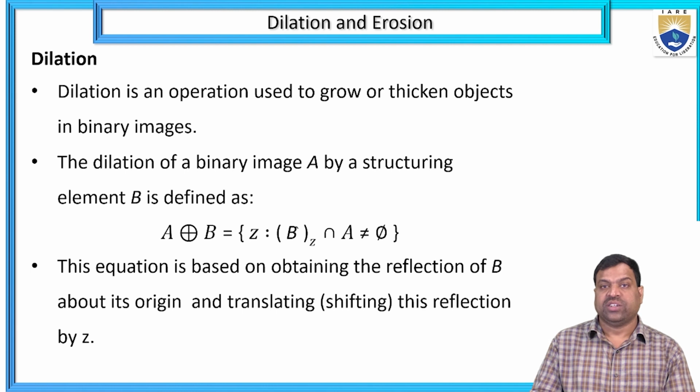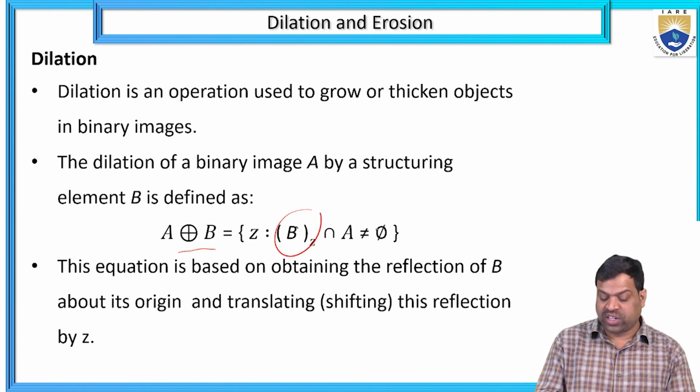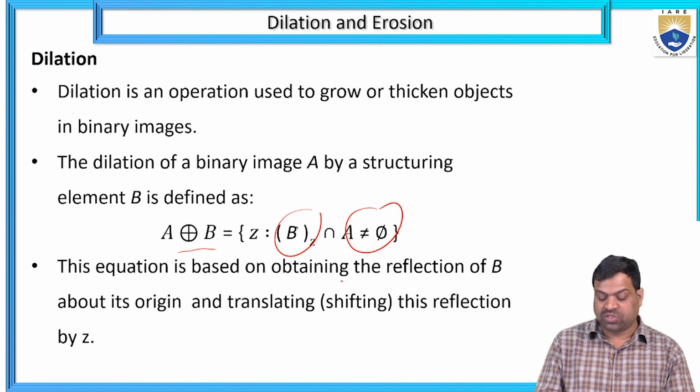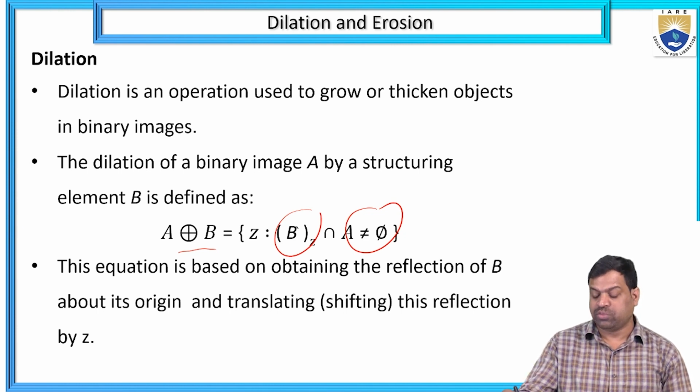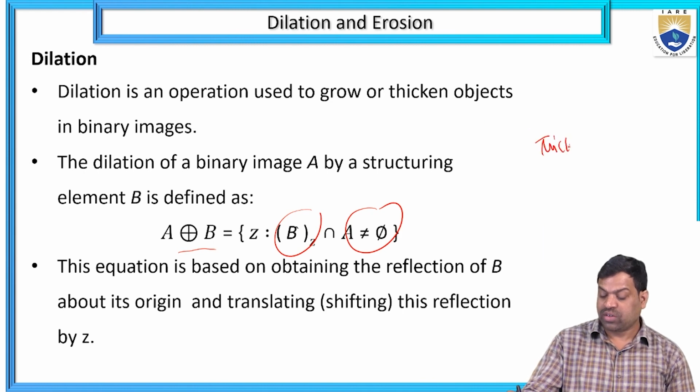So, dilation. Dilation is an operation used to grow or thicken objects in a binary image. The dilation of a binary object A by a structuring element B is defined as A dilated by B equals the set of Z such that the intersection is not empty. This equation is based on obtaining the reflection of B about its origin and translating, shifting this reflection by Z. So dilation is used to grow or thicken objects in binary images.